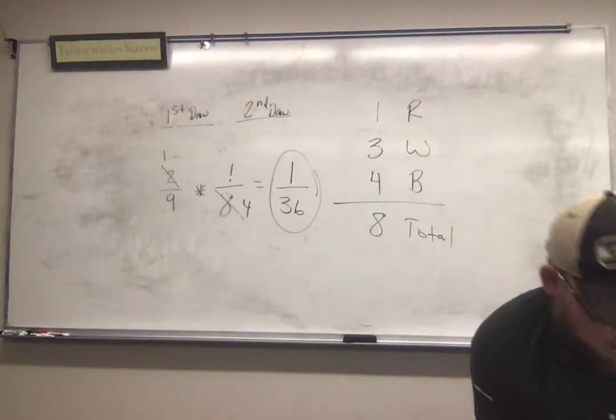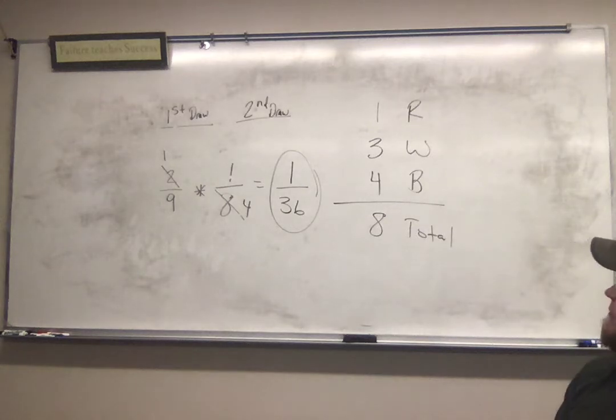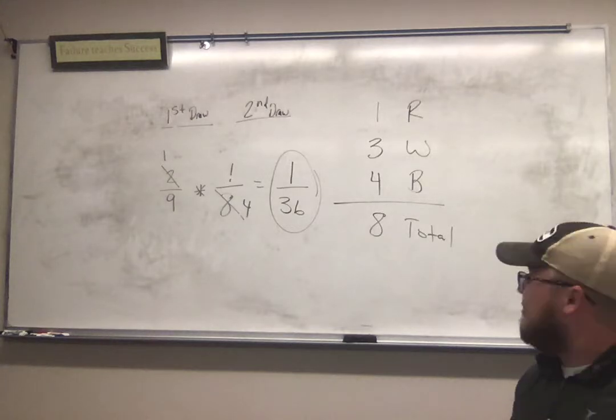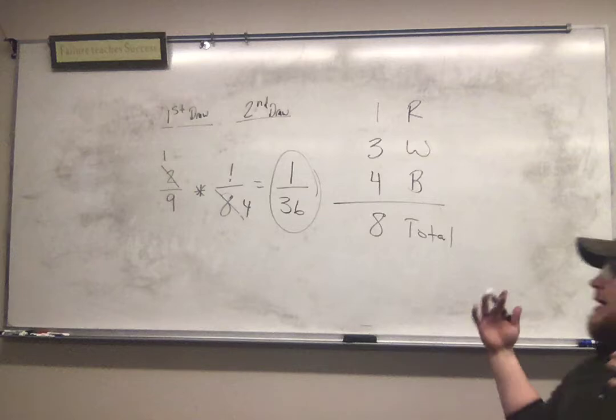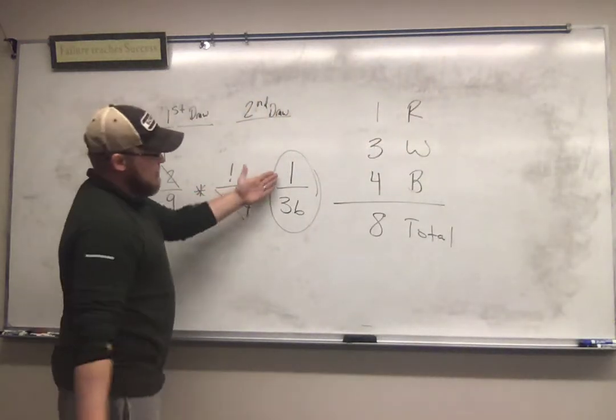But to answer the first question, here's what the question was. What is the probability that both marbles will be red? If I draw the first time and keep it, I do not replace it, I do not put it back in the bag, and then I draw another marble and that marble is also red. You figure out both the probabilities, which we did, and then you multiply them together.